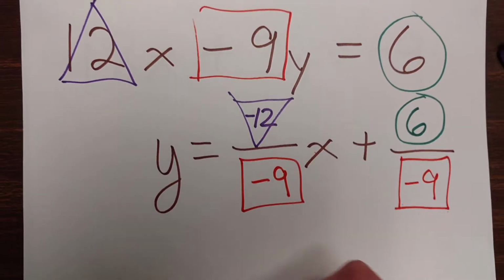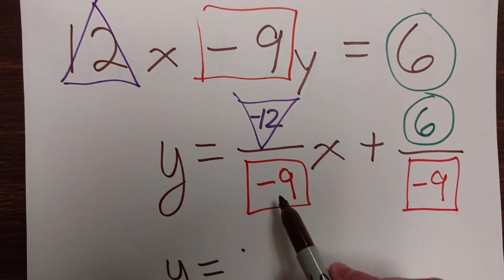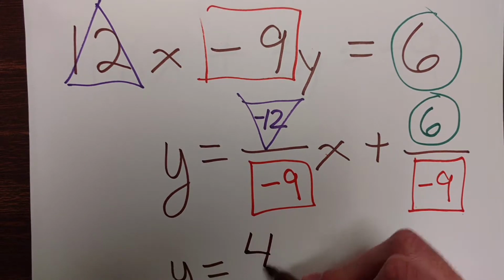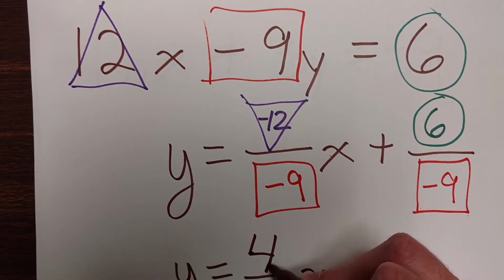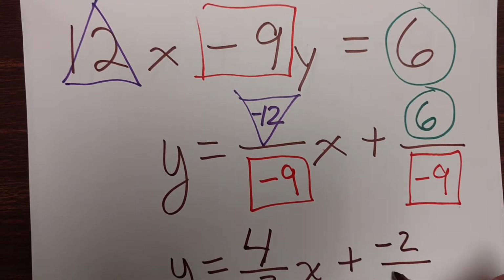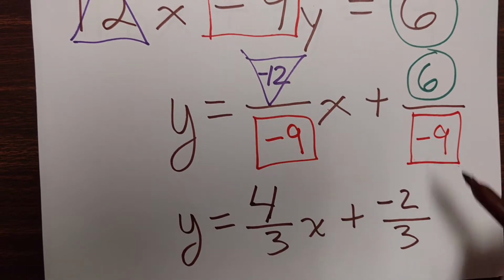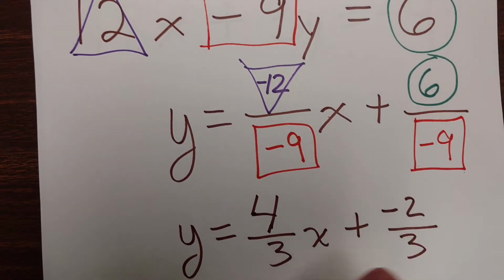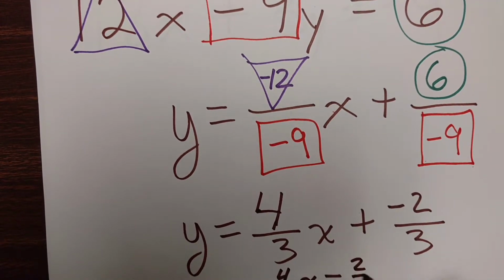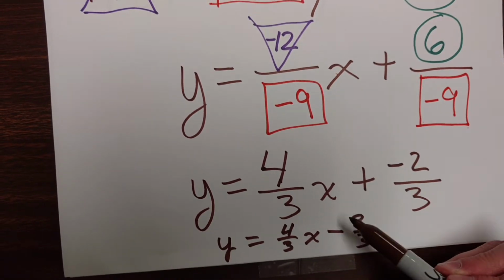As we reduce our fractions, we get y equals, now negative 12 divided by negative 9 turns into a positive. Negative divided by negative is a positive. And when we reduce this, we end up with 4/3 x plus negative 2/3, because 6 divided by negative 9 reduces to negative 2/3. So I end up with y equals 4/3 x minus 2/3. We all know that adding the opposite is the same as subtracting.